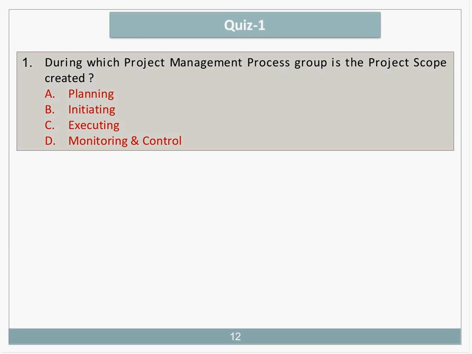The executing process group comprises executing the activities baselined in the project management plan to meet the project's objectives. And the monitoring and controlling process group consists of those processes used to monitor, control, and report on the project progress, quality management, and integrated change control. So the best possible answer looks like the planning one.